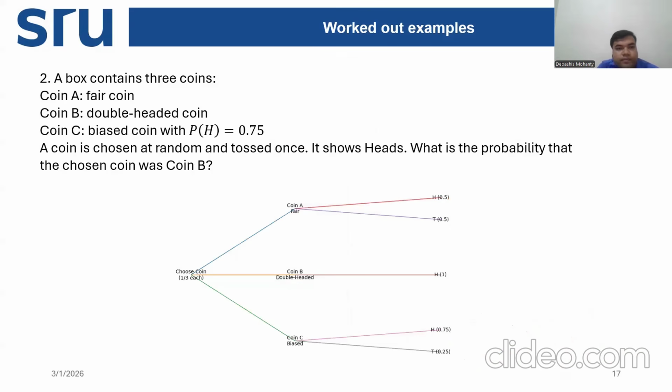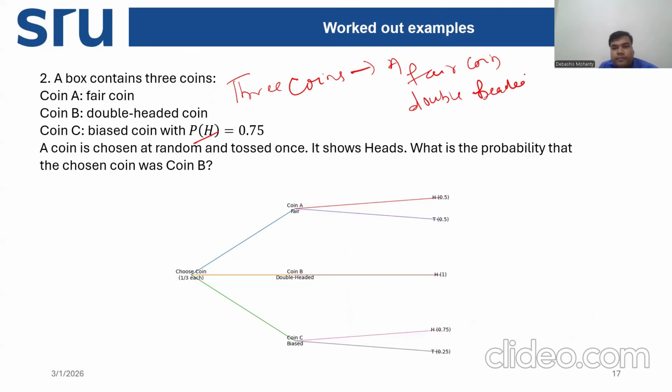Okay, coming to the next problem. A box contains three coins. The first one is a fair coin, the second one is a double-headed coin, and the third one is a biased coin. And that biased coin's probability of heads is 0.75. So what is the probability that the chosen coin is coin B?